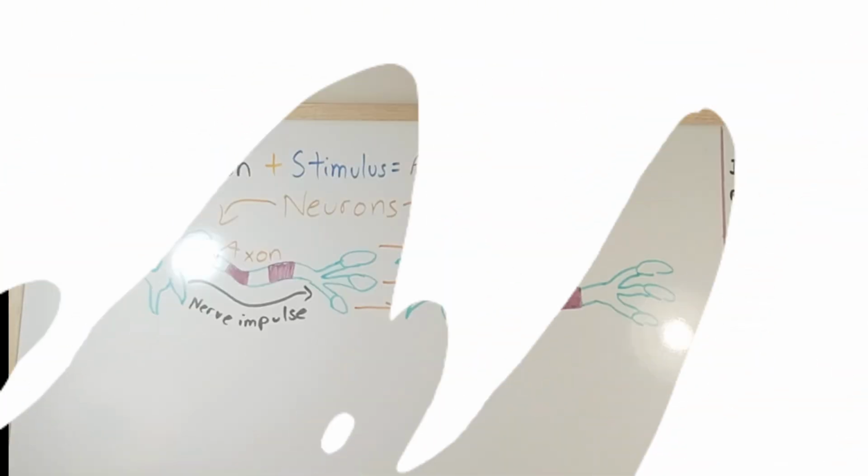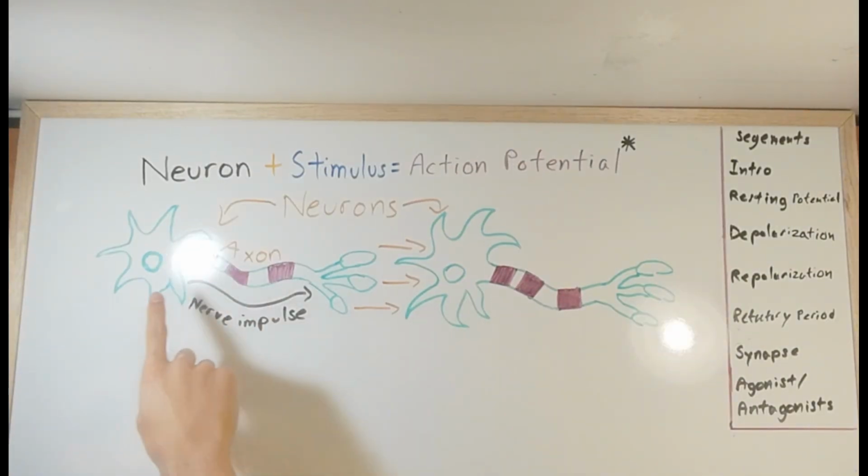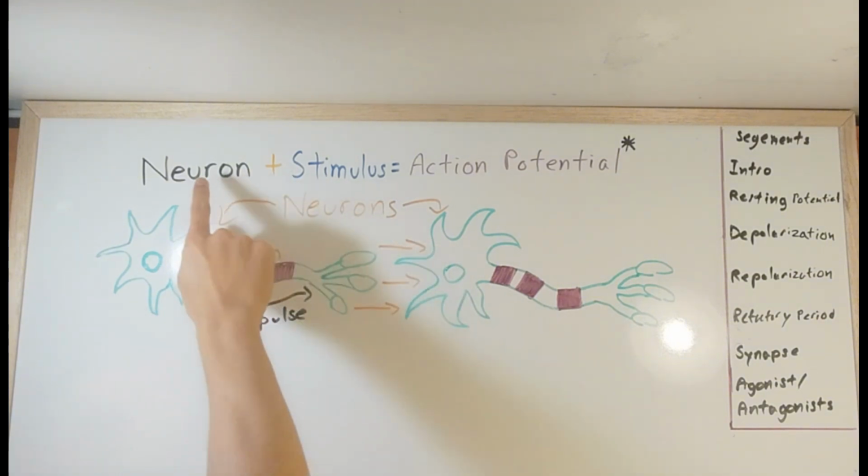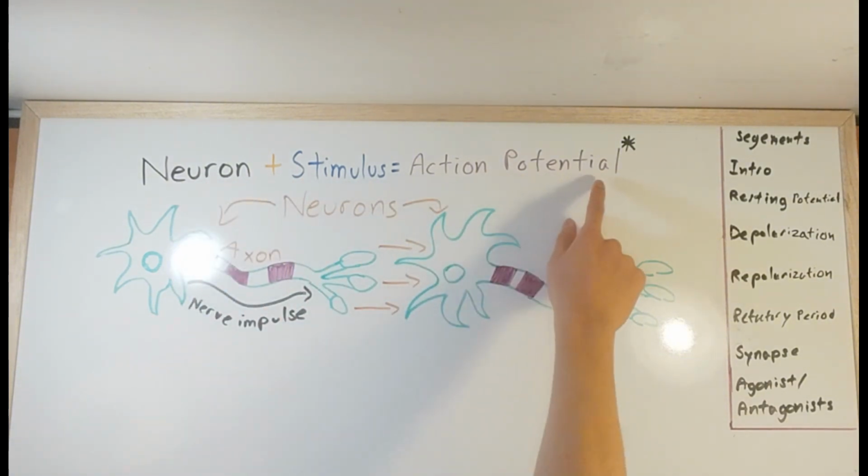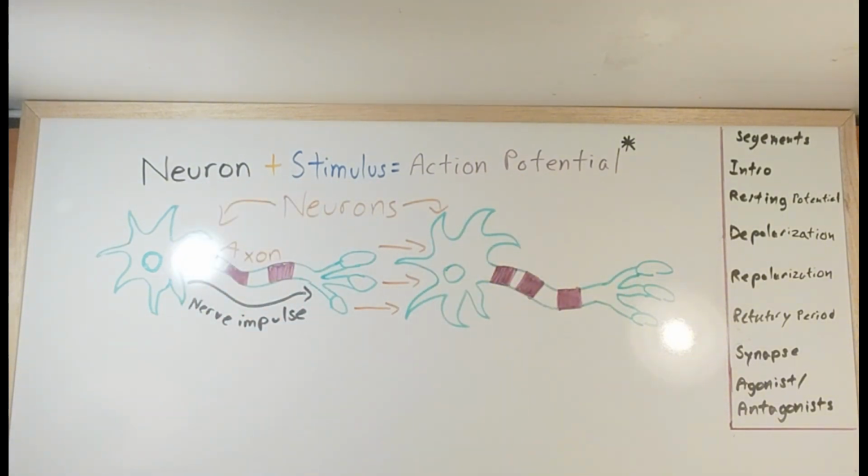So the action potential is something that occurs within a neuron if that neuron is stimulated by a stimulus. And then if it is stimulated by a stimulus, it sends a nerve impulse down its axon, which can be received by another neuron that can also experience an action potential.